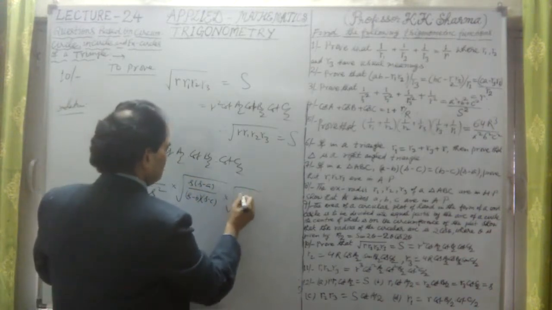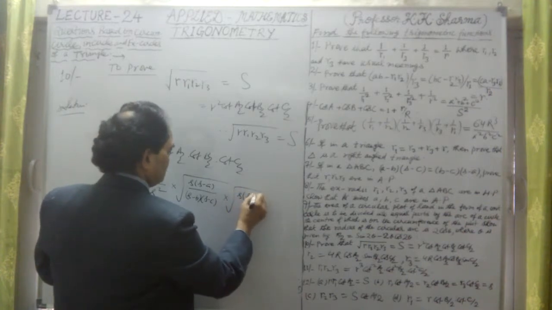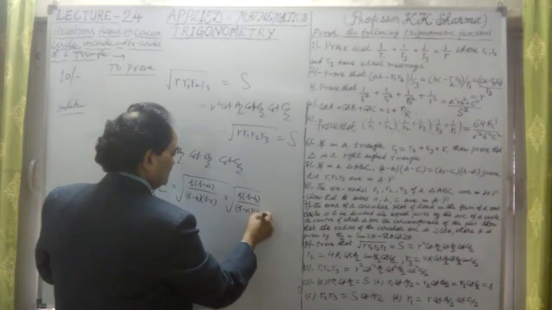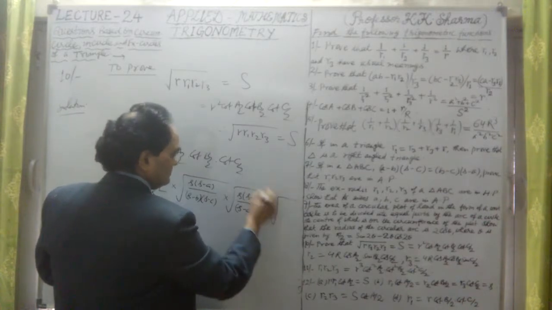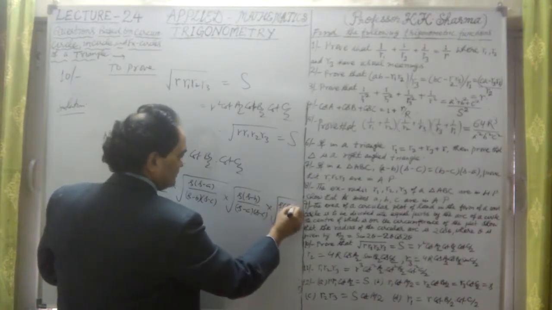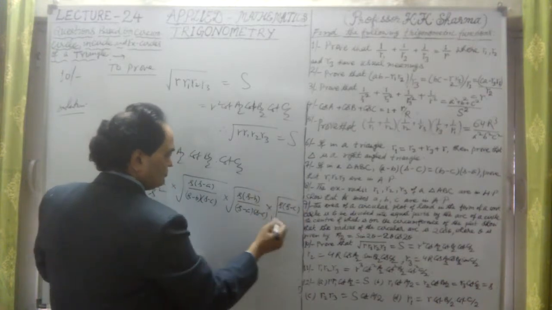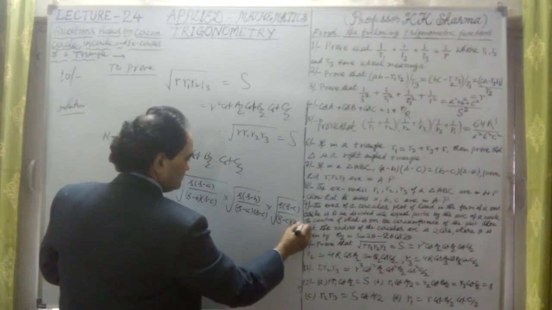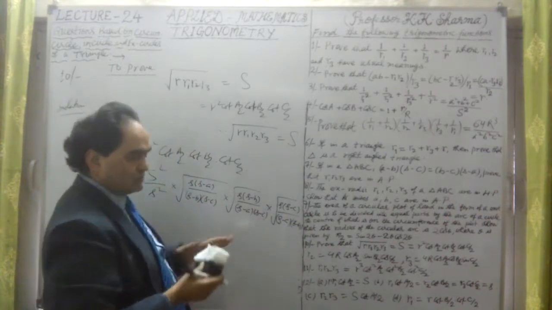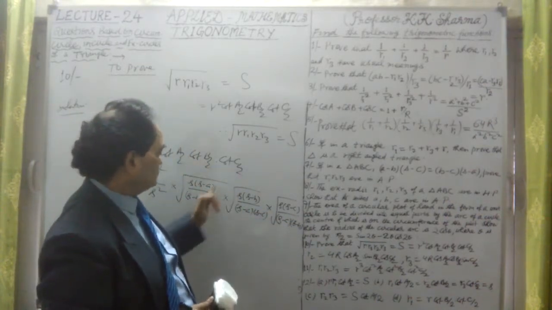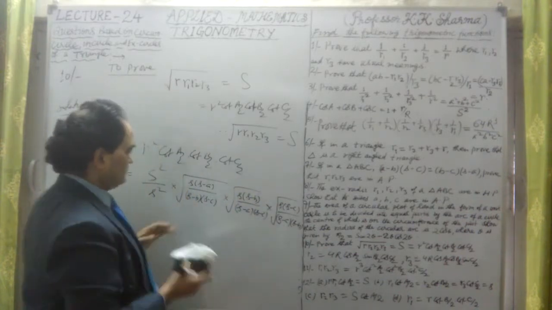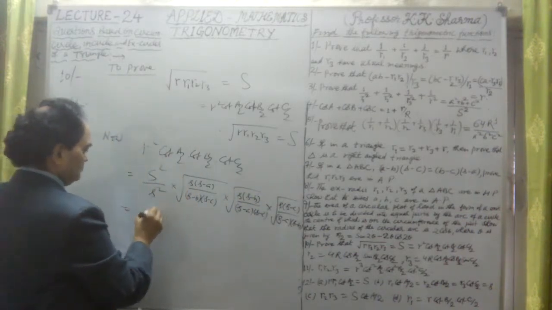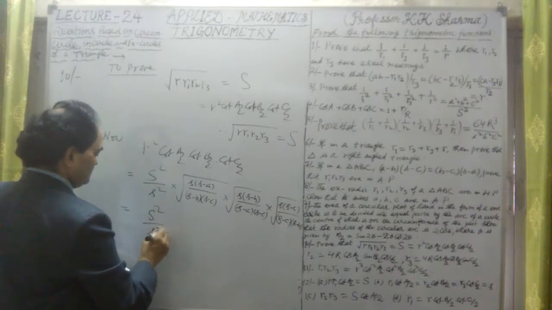Similarly, under the square root, cot B by 2 is s into s minus b upon s minus a into s minus c, and cot C by 2 is s into s minus c upon s minus a into s minus b. Okay, so this is cot A by 2, cot B by 2, cot C by 2 multiplied under the square root. What we have obtained.